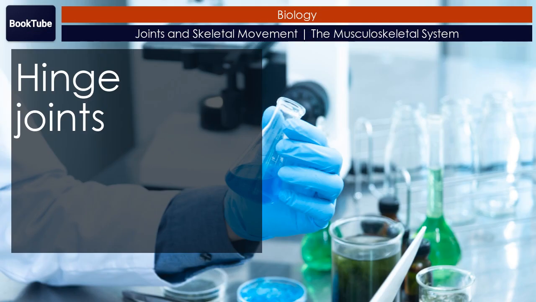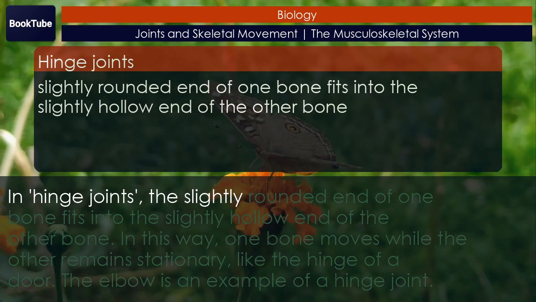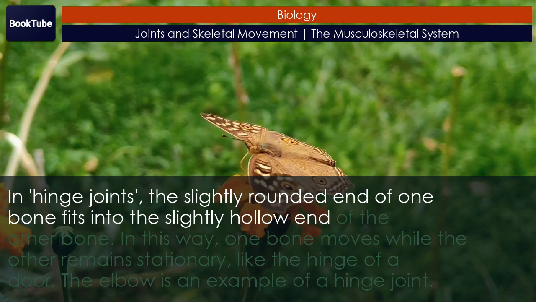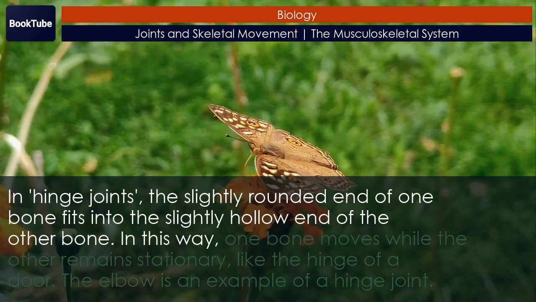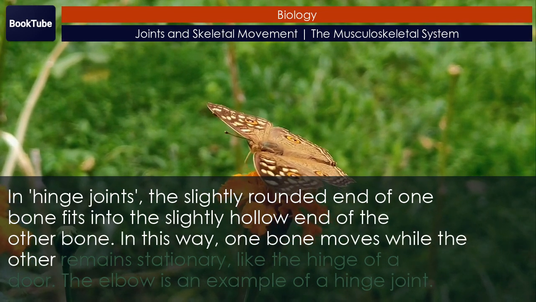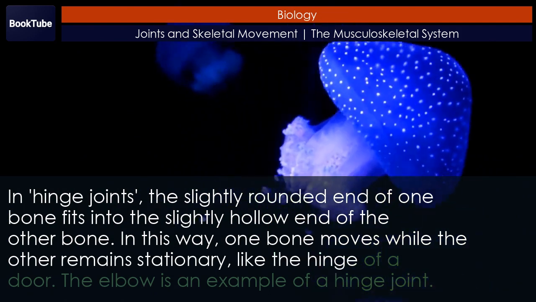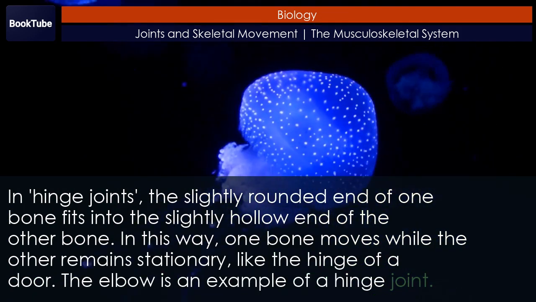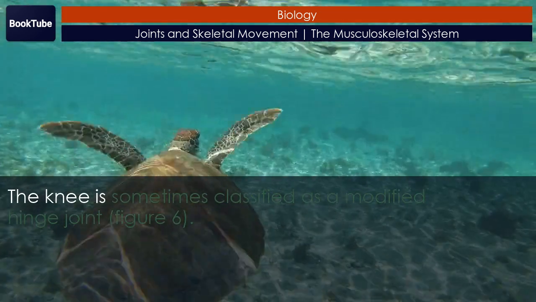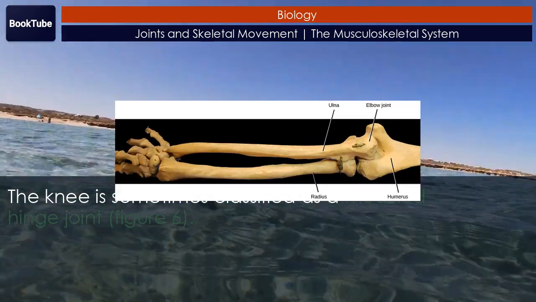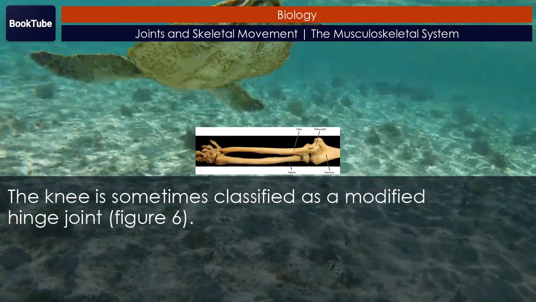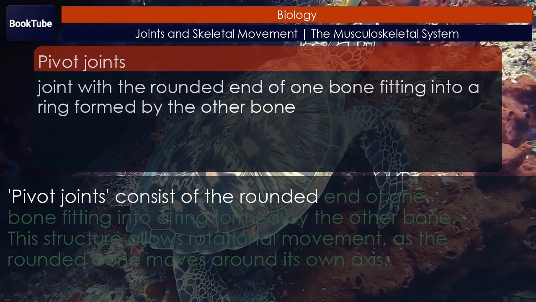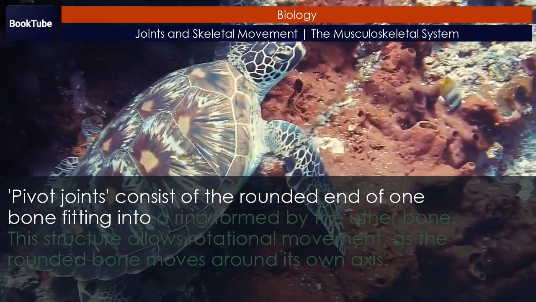Hinge joints. In hinge joints, the slightly rounded end of one bone fits into the slightly hollow end of the other bone. In this way, one bone moves while the other remains stationary. Like the hinge of a door, the elbow is an example of a hinge joint. The knee is sometimes classified as a modified hinge joint. Figure 6.